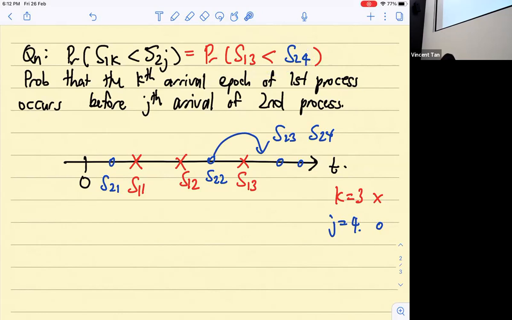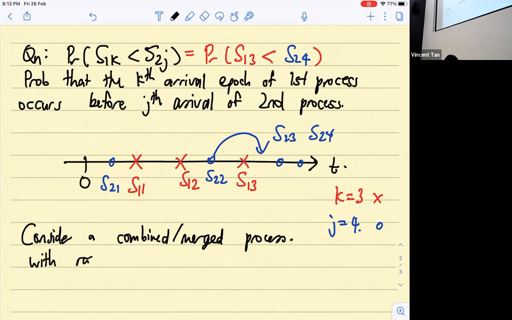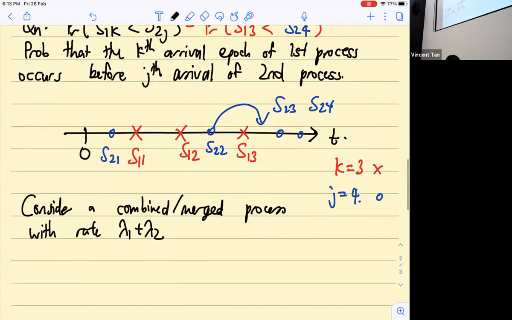All right. So now let us define things carefully. How do we think about this? The way we think about this is we consider a combined or merged process. Okay. So this combined or merged process is any arrival, whether type 1 or type 2. It has rate lambda 1 plus lambda 2. Okay. So basically, regardless of whether it is a blue cross, blue circle or red cross, we consider it as an arrival. And what is the rate? By the above theorem, the rate is lambda 1 plus lambda 2.